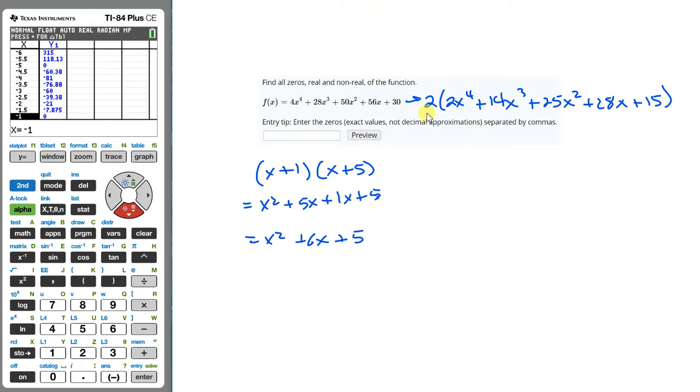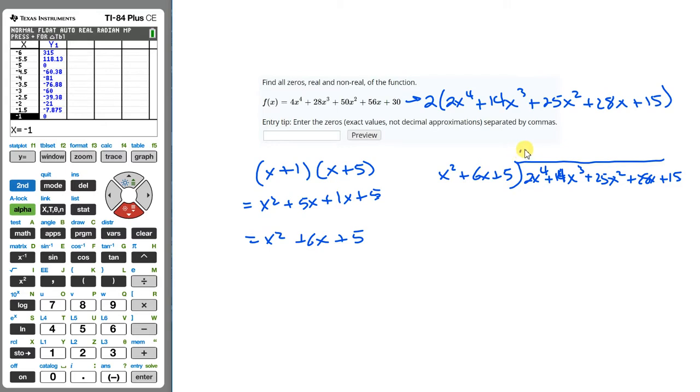So I'm going to take x squared plus 6x plus 5 and divide it into all of this stuff. 2x to the fourth plus 14x cubed plus, and that's a 14, sorry, it's a little ugly looking 14. Plus 25x squared plus 28x plus 15. Divide that in, okay? So how do I make an x squared look like a 2x to the fourth?